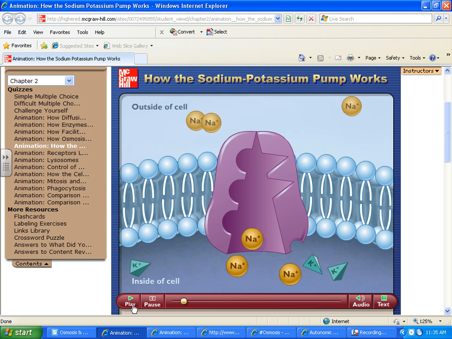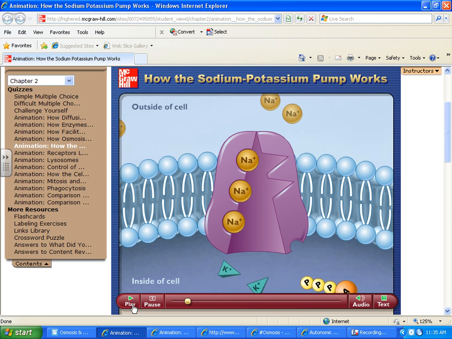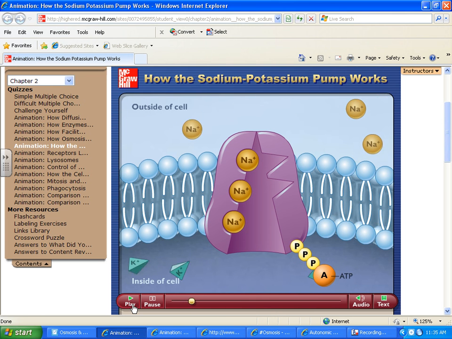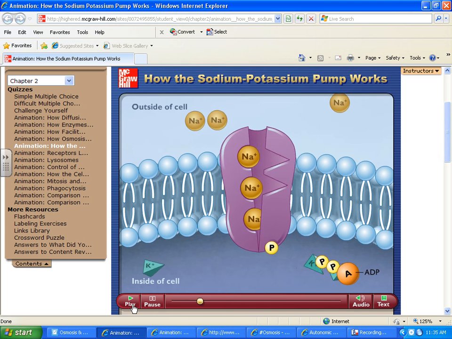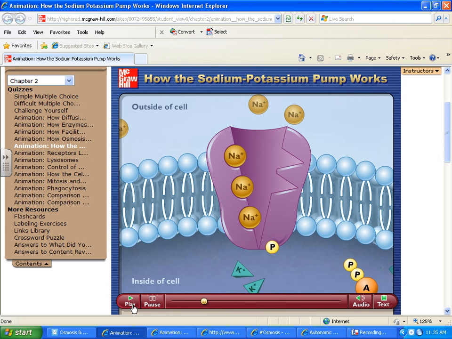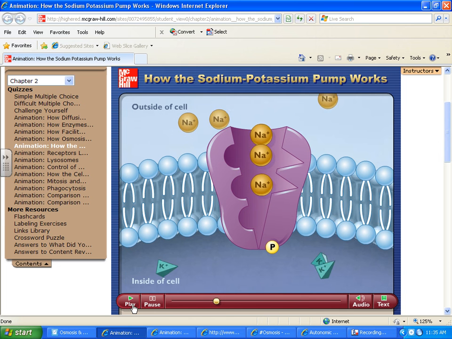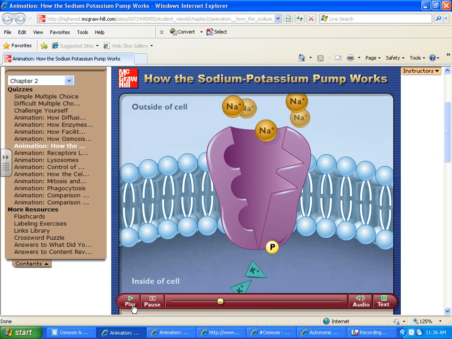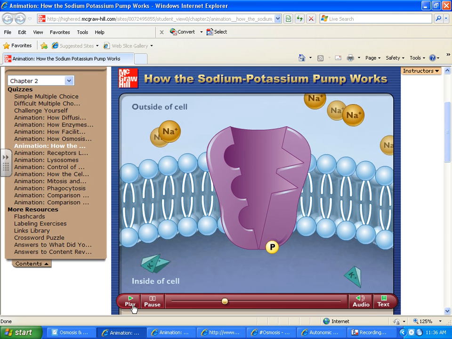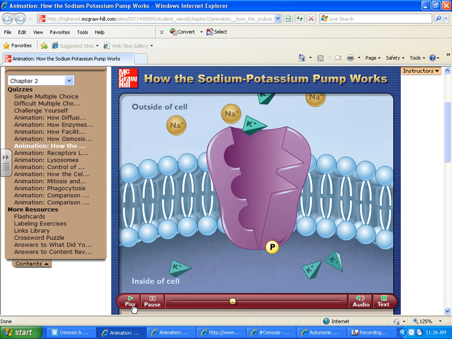This one's fancy. Let's watch it. Three sodium ions bind to the protein channel, and an ATP provides the energy to change the shape of the channel, that in turn drives the ions through the channel. One phosphate group from the ATP remains bound with the channel. The sodium ions are released on the other side of the membrane, outside of the cell, and the new shape of the channel has a high affinity for potassium ions, and 2 of these ions now bind to the channel.